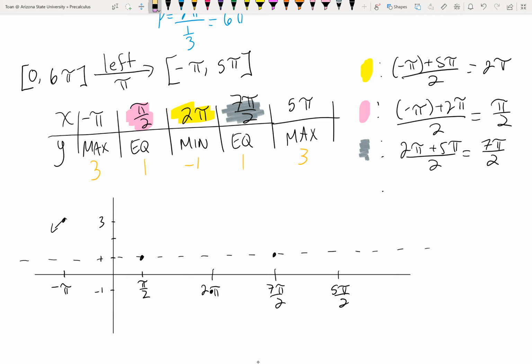So everything else should curl down from that point. So I like to put these little tails there. There you go. That is the shape of a cosine.